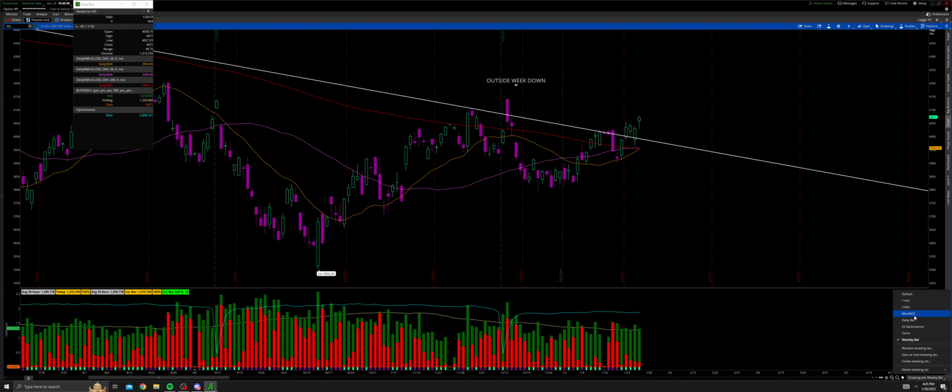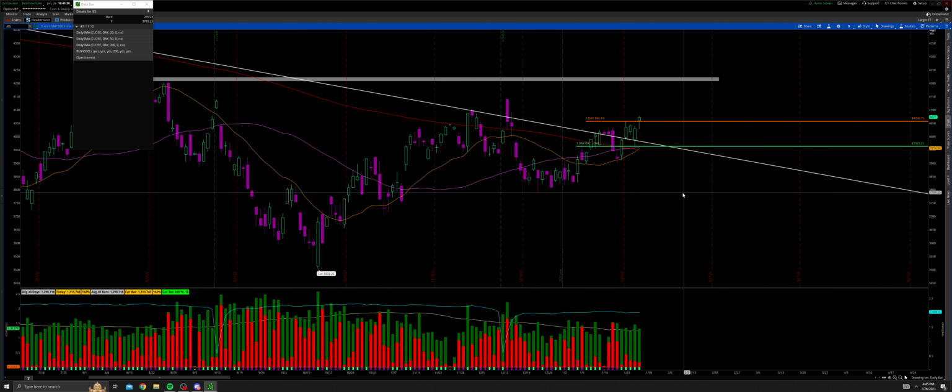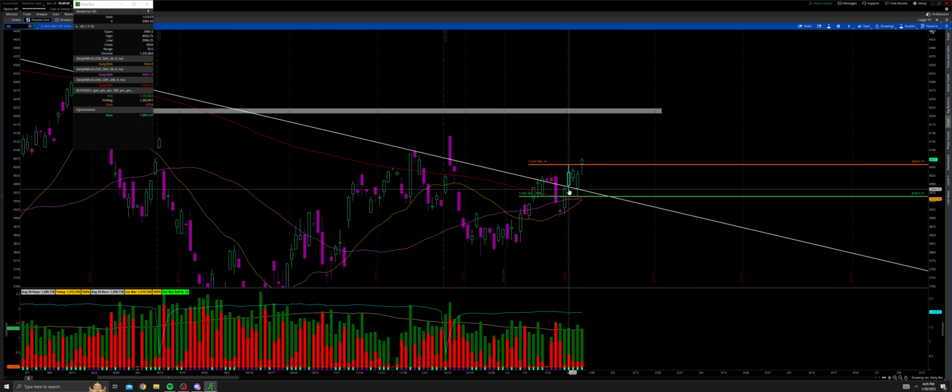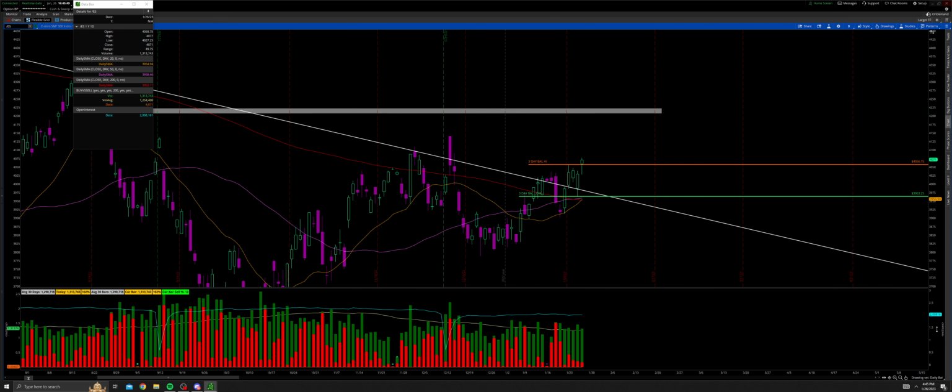Daily, we were in a balance as of yesterday. Coming into yesterday, we were up. Right, we were up coming in Monday. Right, we had taken out our previous balance high, which was right here at 40.35, 75 in that range. We came out of balance to the upside.